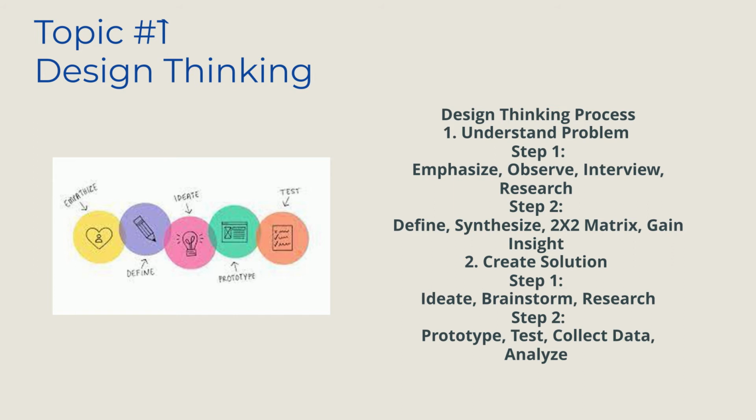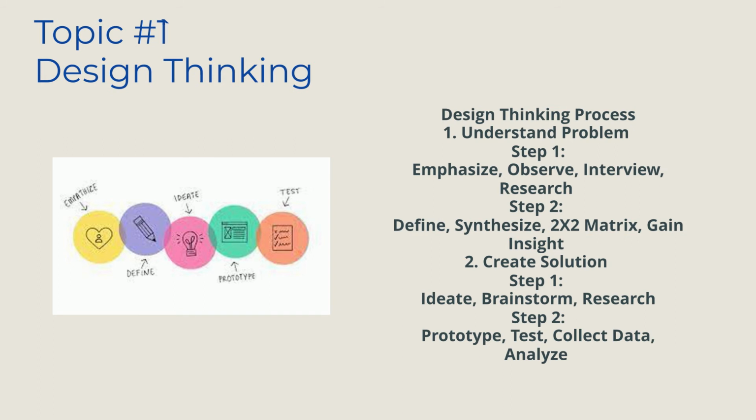Design thinking is a process for solving problems by prioritizing the consumer's needs above all else. In this case, we are going to talk about the design thinking process. The design thinking process consists of 2 main processes: being able to understand the problem and create a solution. Within these 2 processes, there are 2 steps to complete them.